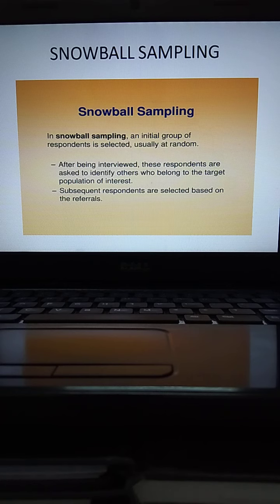So this is the final method as far as non-random sampling methods are concerned. Today we discussed probability sampling methods as well as non-probability sampling methods. So here ends your third unit.